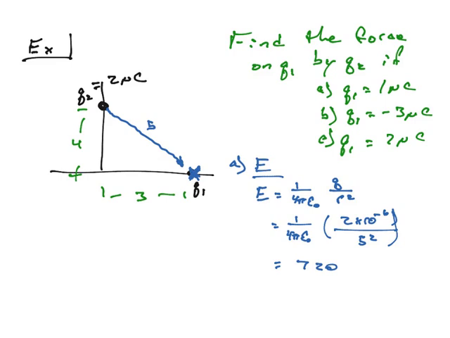Now that I know the electric field, I can say the force on 1 due to 2 is the electric field due to 2 times the charge 1. The electric field is 720. Charge Q1, for part A, is 1 times 10 to the minus 6.